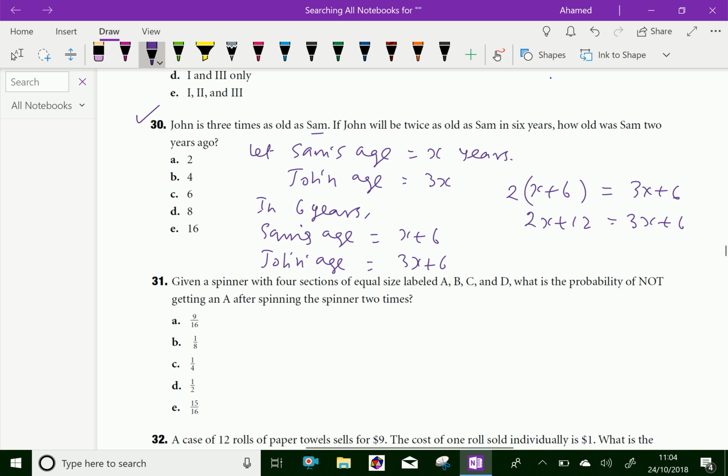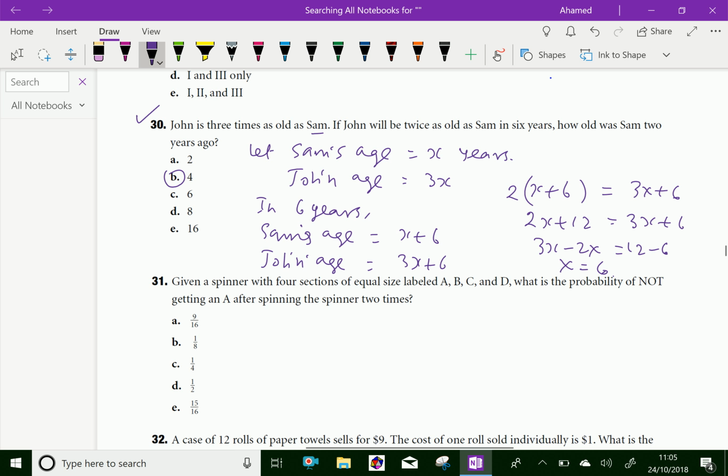Collecting x on one side, that is 3x minus 2x equals 12 minus 6. Therefore x equals 6. At present Sam's age is 6, but 2 years ago, his age was 4, because 6 minus 2 is 4. Our option is B.